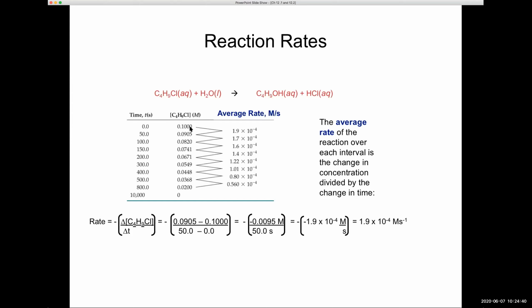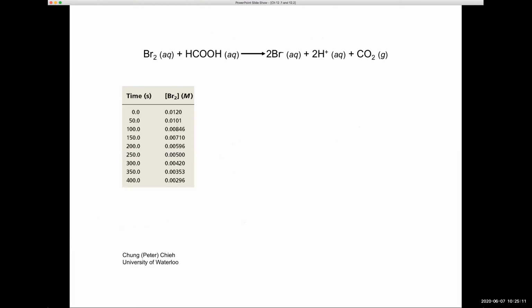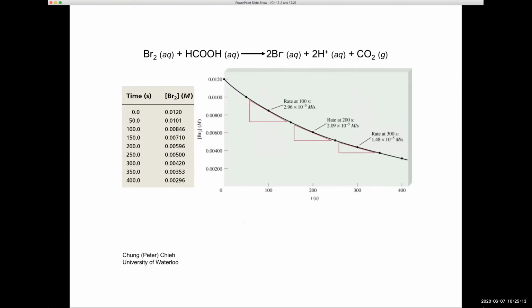We don't have to just pick these small time intervals. You can measure an average rate over any time interval. You could do the whole reaction, starting from 0 to 800. So there's a bunch of average rates, and they just depend on what time interval you choose to calculate the average. There's only one initial rate, but there are lots of average rates, and there are also lots of instantaneous rates. An instantaneous rate would be taken at a particular point in time.